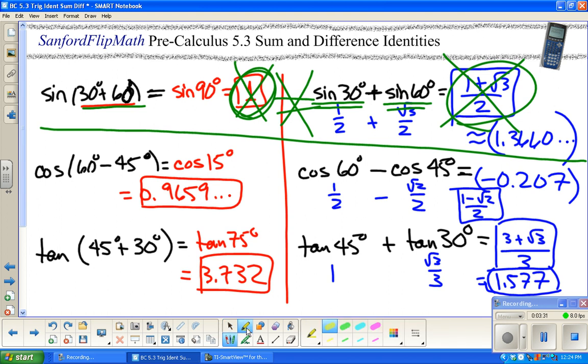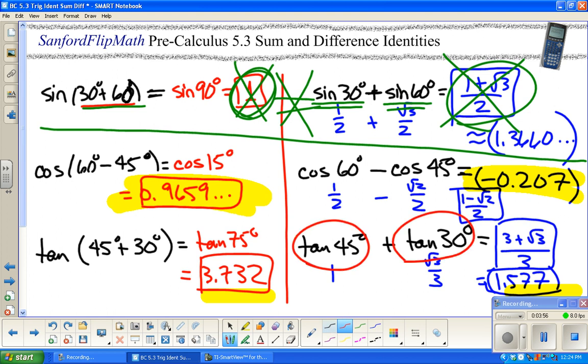Okay. Similarly, cosine of 60 minus 45 is not the same thing as the cosine of 60 minus the cosine of 45. Tangent of 45 plus 30 is not equal to the tangent of 45 plus the tangent of 30. So what's a better way to say this? Here are the tangents with both of these. Here are the tangents with this quantity. And the idea is that sometimes people get tempted to do this thing, and you can't.